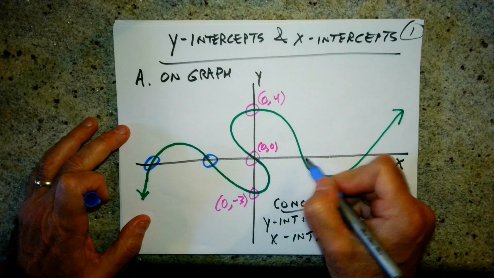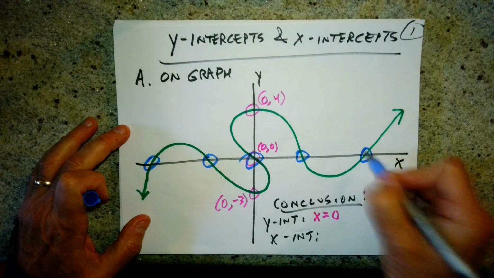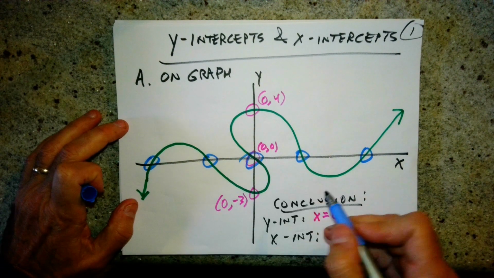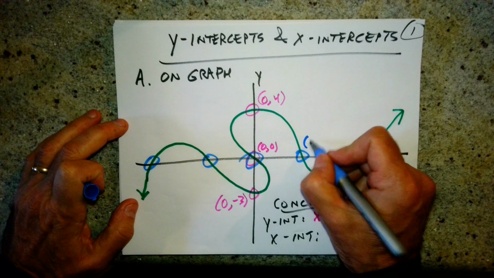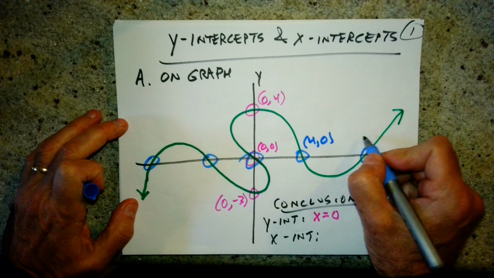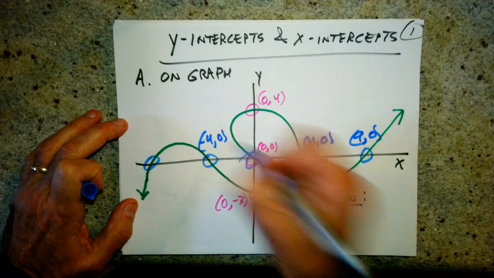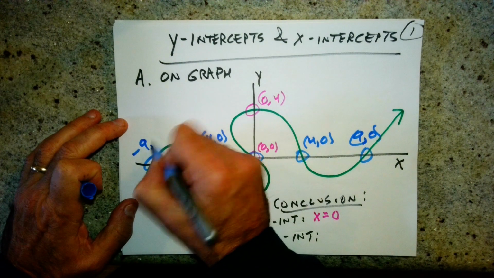X-intercepts are here, here, here, here, and here. There are 5 on this graph. And we've got 0, 0 again. And this one here might be 4, 0. And this might be about 9, 0. This one's about -4, 0. And this one's about -9, 0.